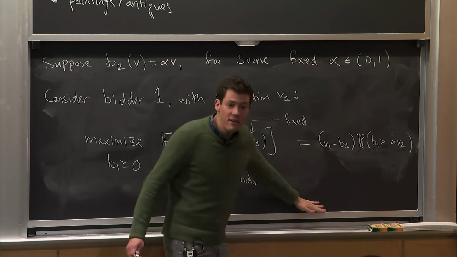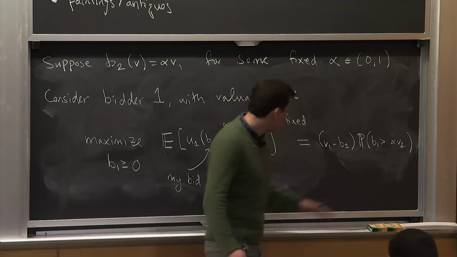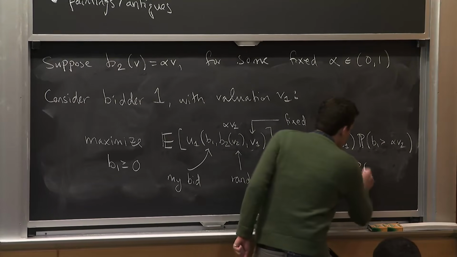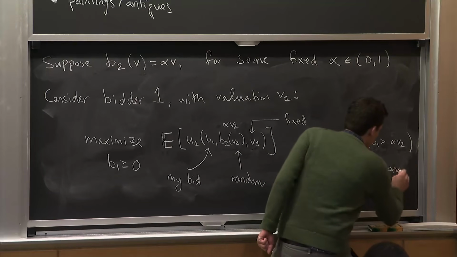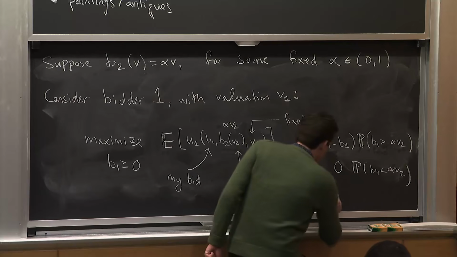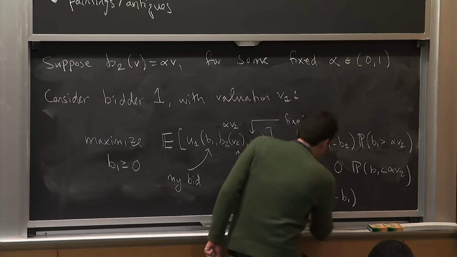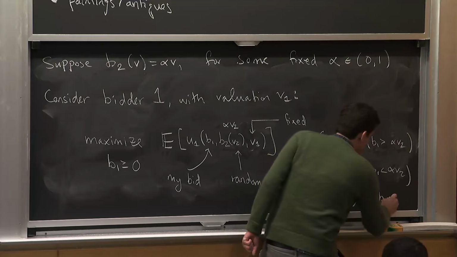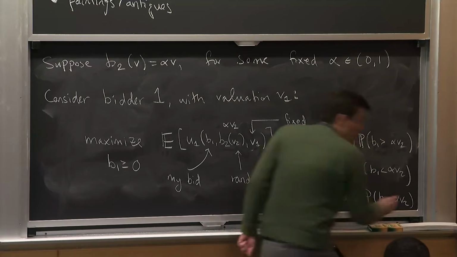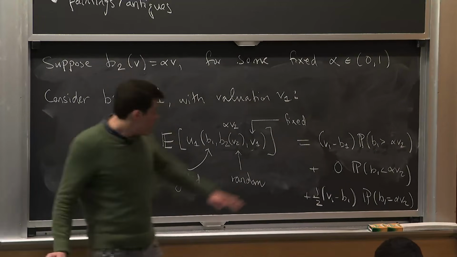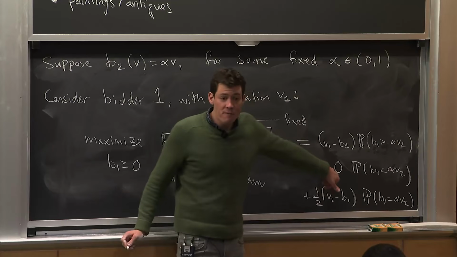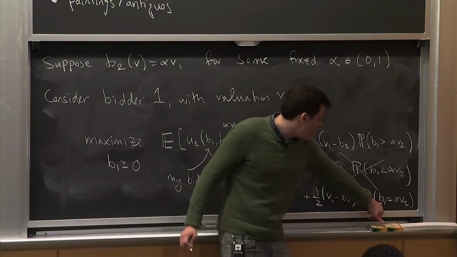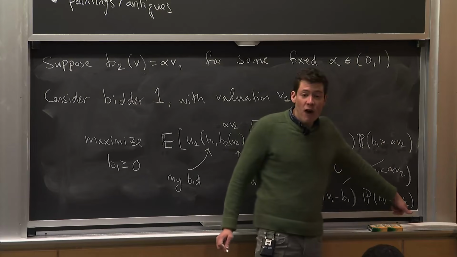So you could add a third. Really, we could think of it as 3 numbers, right? It's this times this probability. Maybe we'll write it out to make it clear. Plus 0 times the probability that B1 is less than alpha V2, plus 1/2 the probability that B1 equals alpha V2. This is the full expression. But this disappears because we have a 0.